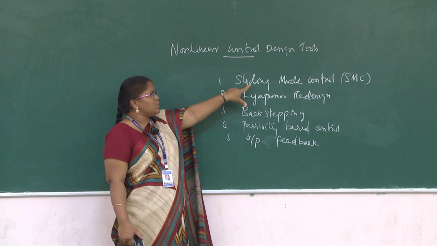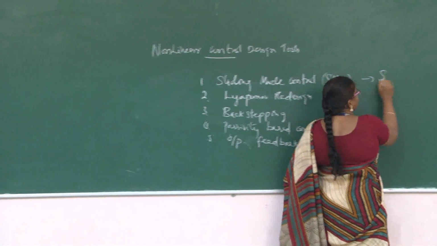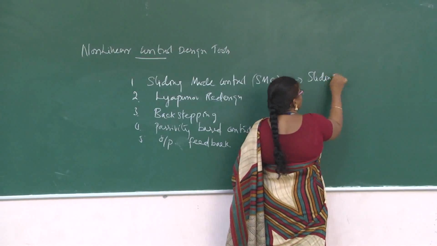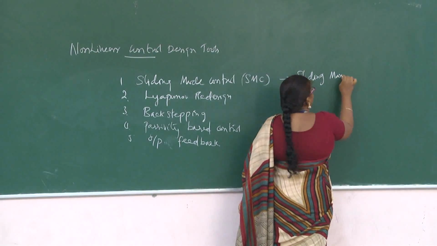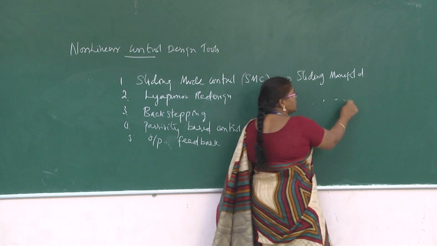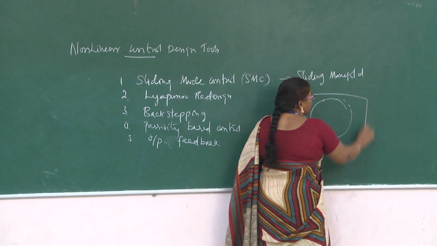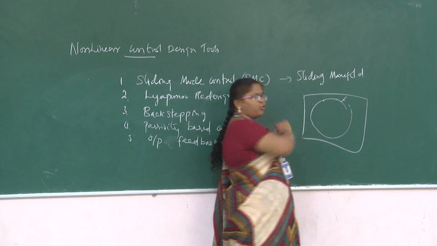So first one is sliding mode control. Here the logic is we need to design a sliding manifold first. Manifold means it is a set of points, and if you join all the locus of the points in a particular plane, I can call it a manifold.